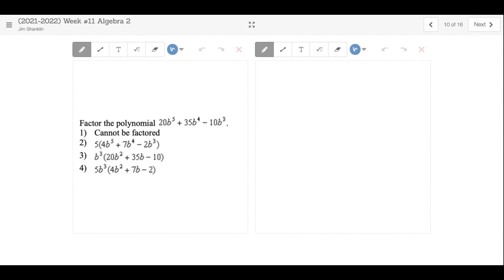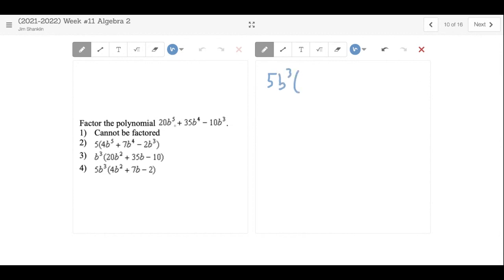Can I factor anything out to start with? Okay, greatest common factor. What is it going to be? 5b cubed. Okay, so we know answer A cannot be factored. It can be, because at least we can pull a greatest common factor out of there. So 5b cubed.